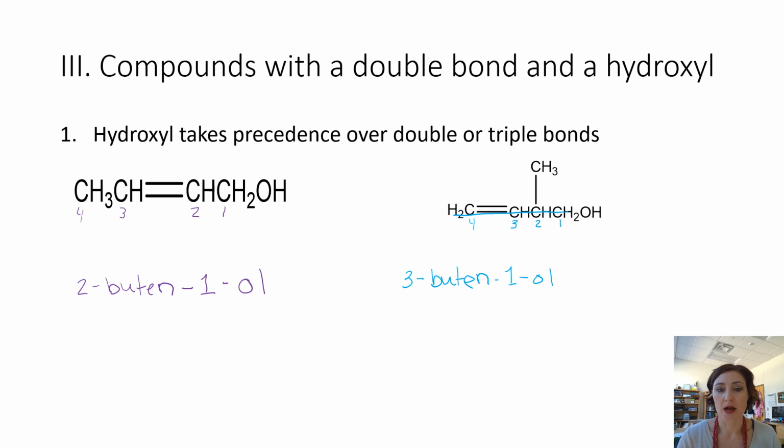All right, so in this situation, 3-butene-1-ol is the parent chain, but don't forget that we have a branch, so that's going to go in the front. This is 2-methyl-3-butene-1-ol.